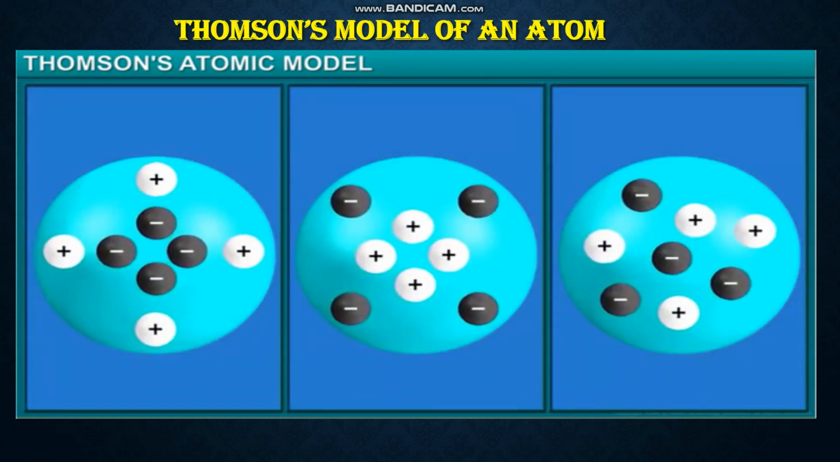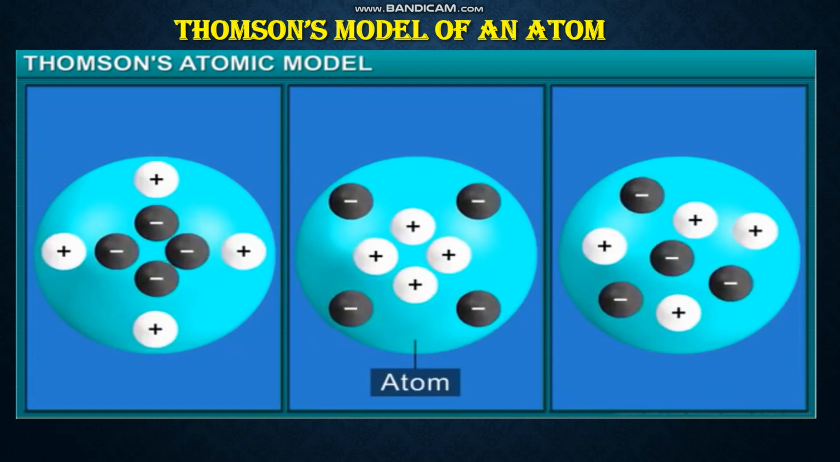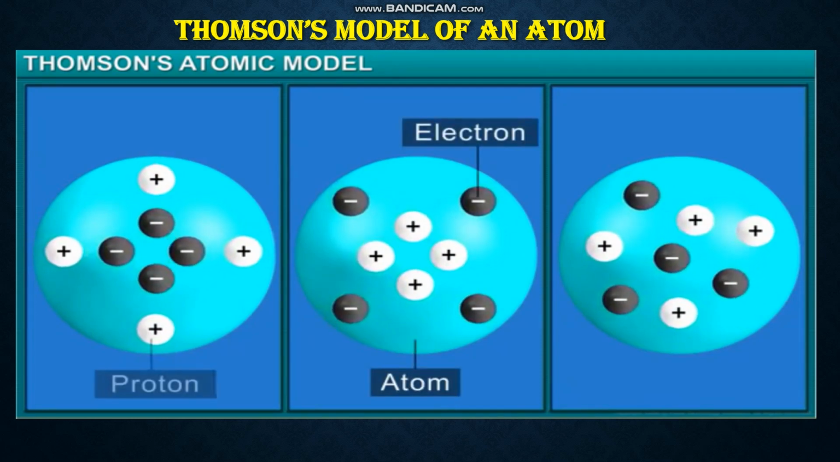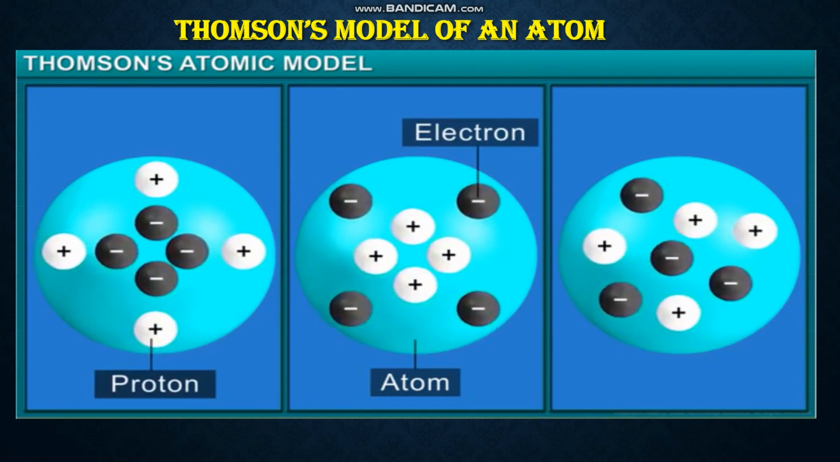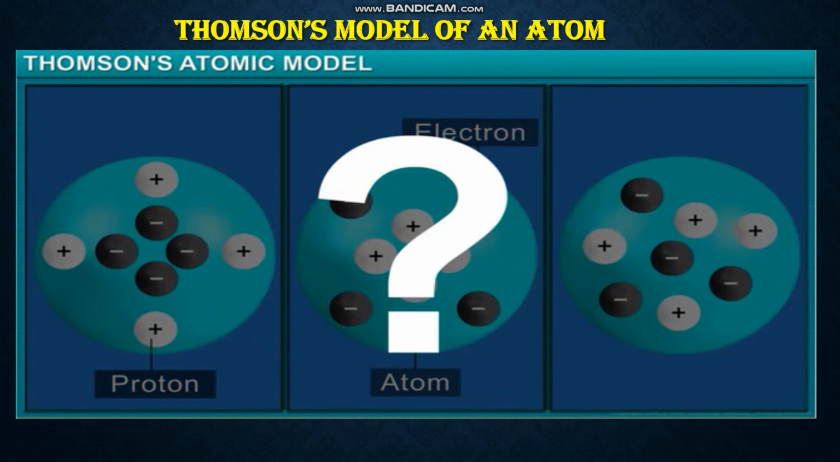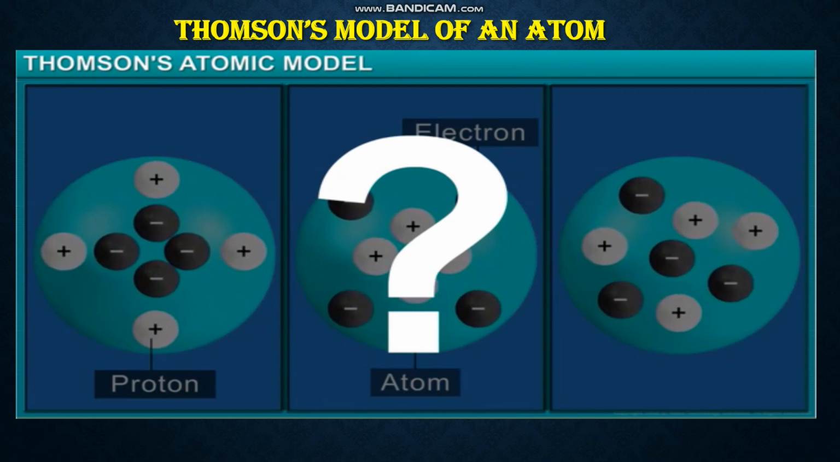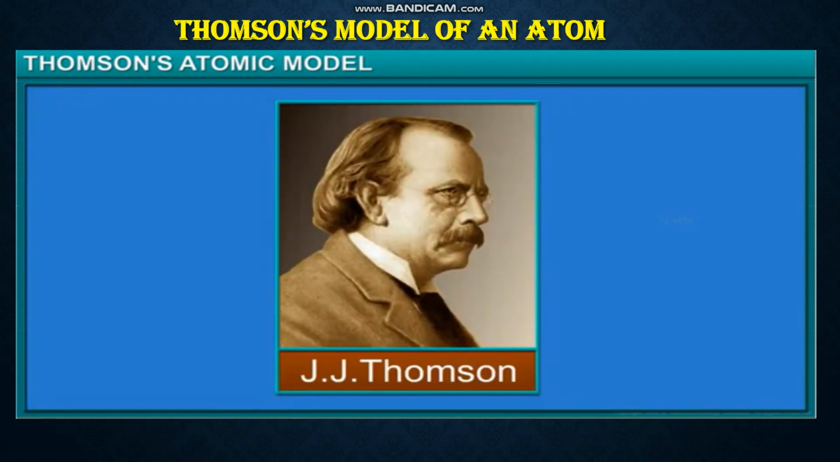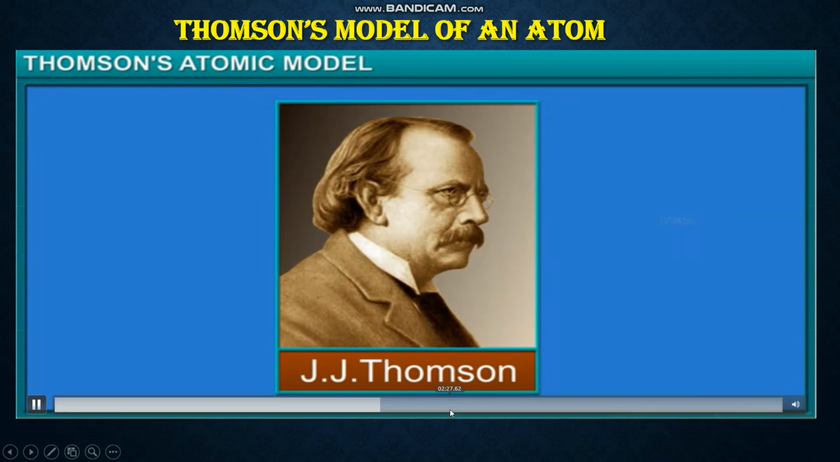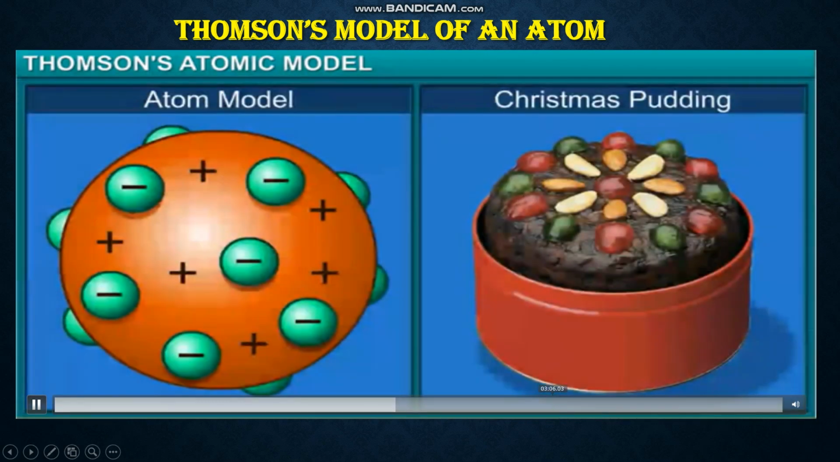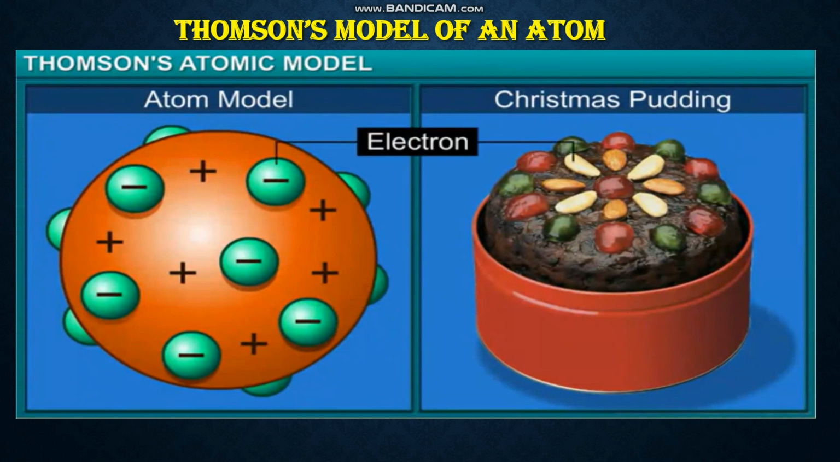These discoveries made the scientists believe that an atom was divisible and made up of electrons and protons. What they didn't know at the time was how these electrons and protons were arranged within an atom. They tried to understand this arrangement through various experiments. J.J. Thomson was the first to put forward a model to explain the structure of an atom. In his model, Thomson compared an atom to a Christmas pudding. The electrons were like the raisins in the pudding, and the pudding itself was like the positively charged particles.